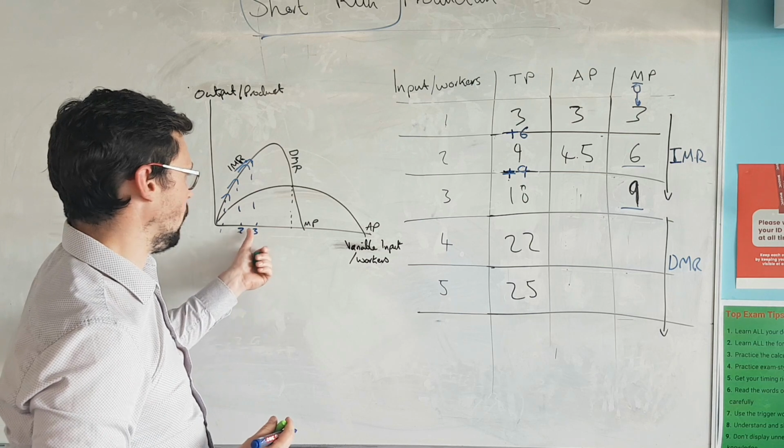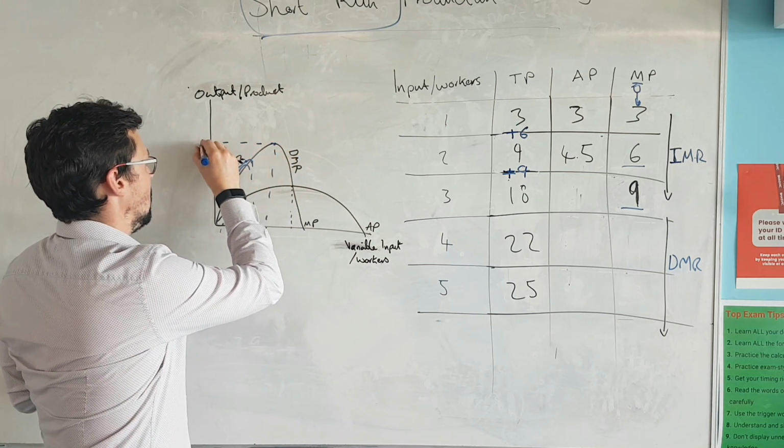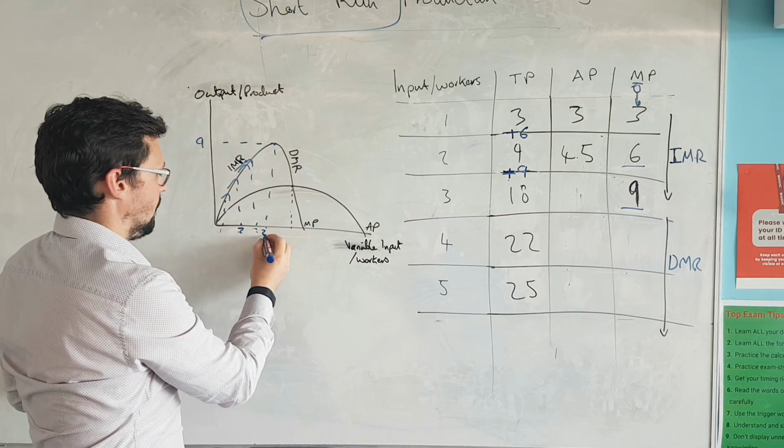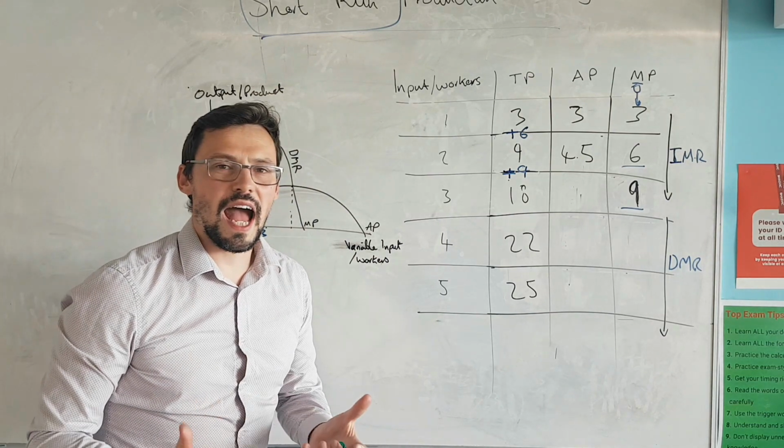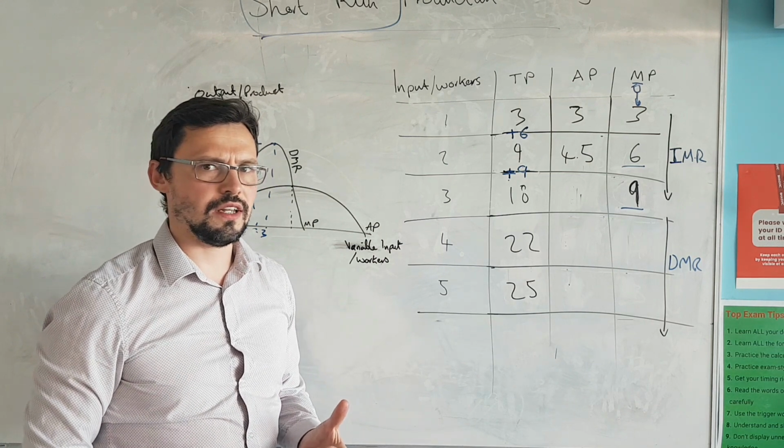So we move on from that. I'm just going to put my third worker up at the top there, about 9 there. Okay. So then how does that affect the average product? How much each worker produces on average? Because that's what we're really interested in here.